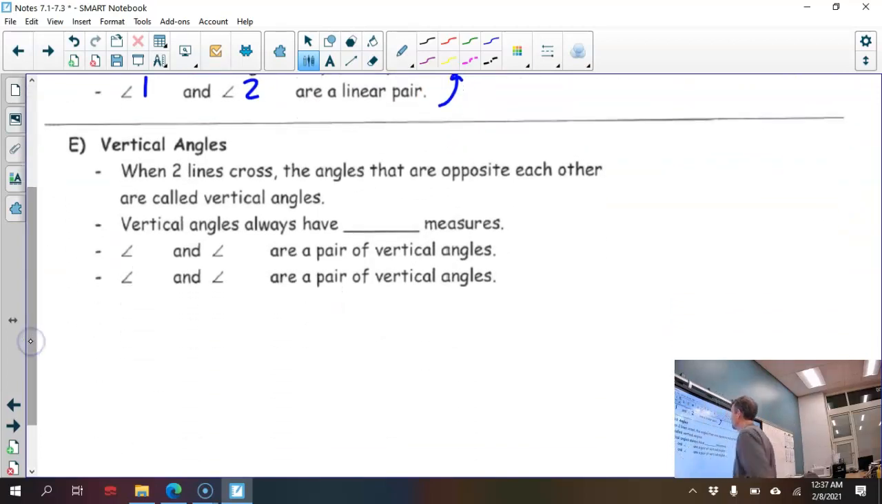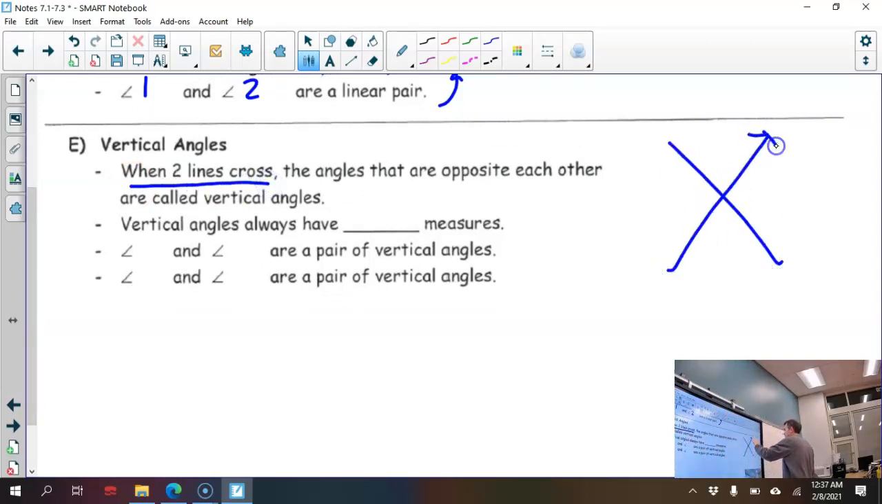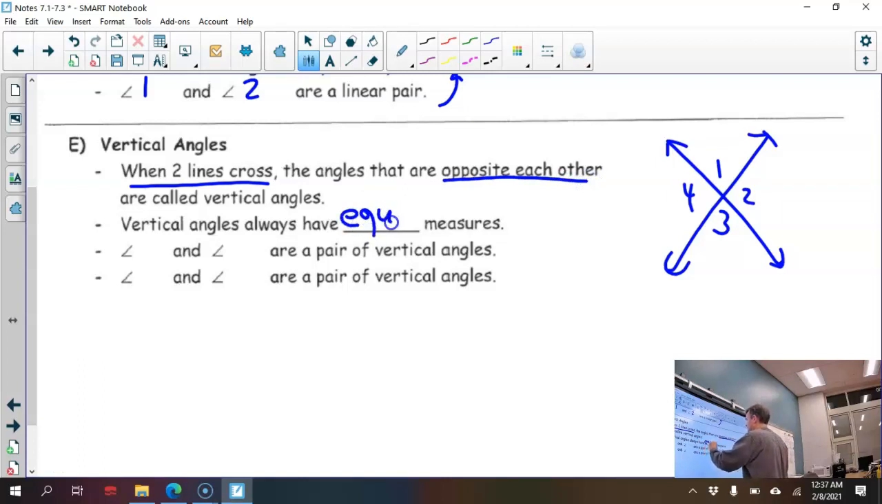Then we get to the easiest one, in my opinion, vertical angles. So when two lines cross like this, right? When two lines cross, they make four angles. The angles that are opposite each other are called vertical angles. And vertical angles always have equal measures.